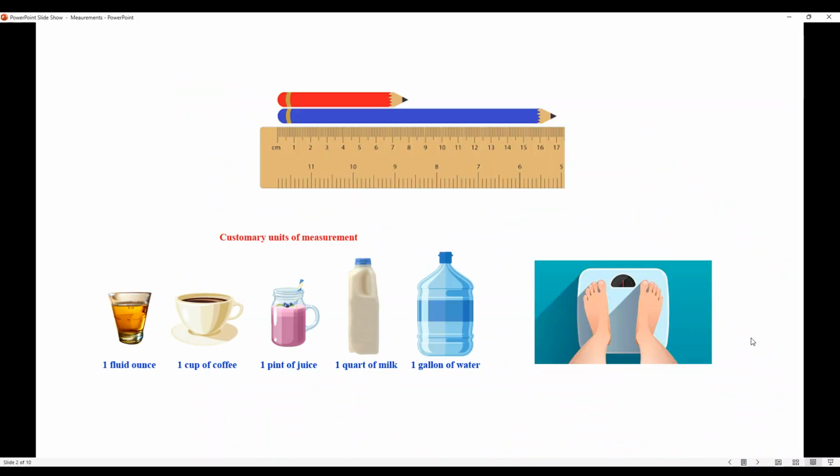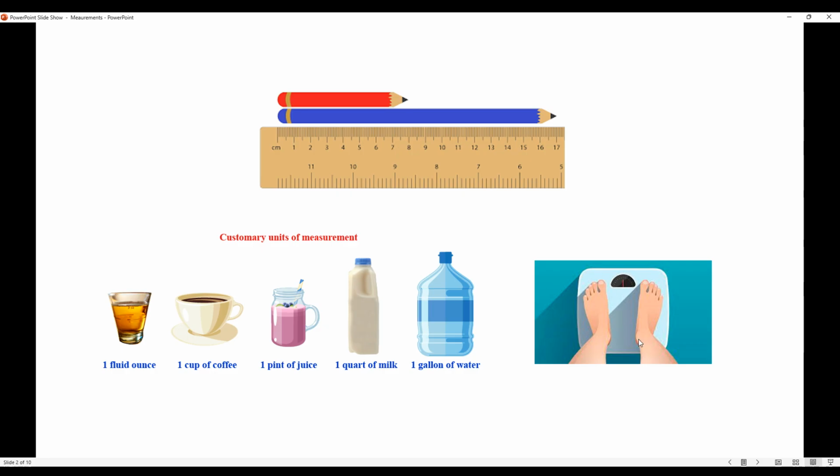Let's look at these pictures together. What do you see in the picture? That's correct. We see pictures for measurement of length. Which pencil is longer than the other, do you think? The blue or the red? That's correct. The blue one is longer than the red one. How do we know? Because we're using a measurement tape or a ruler, and we can see here that the blue pencil is 17 centimeters, while the red one is only 8 centimeters.